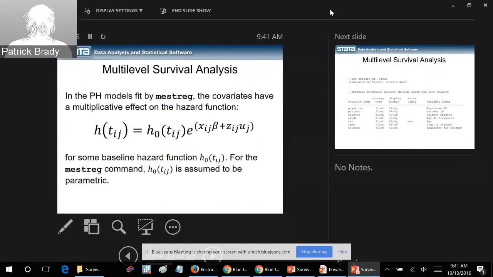We can do this now by incorporating full-blown random effects into MEST reg. Now, these are only parametric models. Can't do this with Cox. So you are going to have to specify a functional form for your hazard functions, okay? But again, sometimes that's really worth the extra effort to come up with a good way of modeling that. So the rest of the model looks much like a mixed effects logistic regression model.